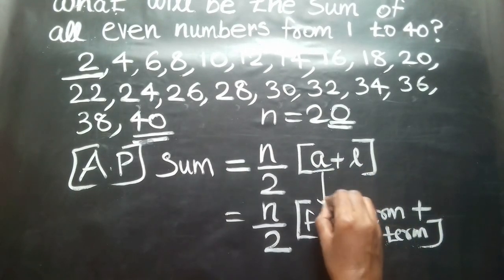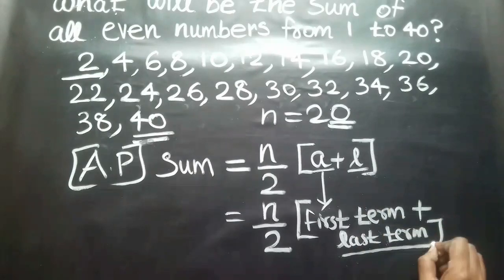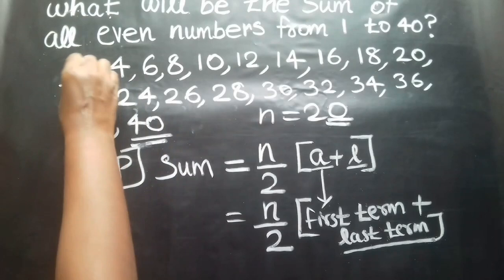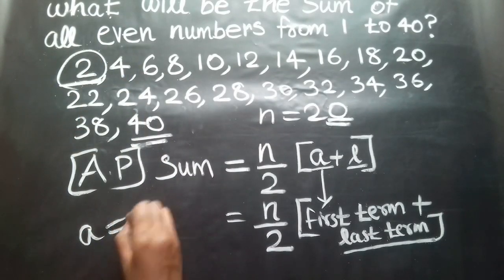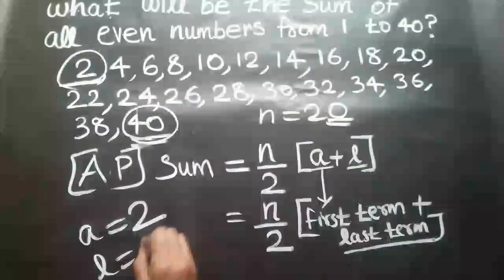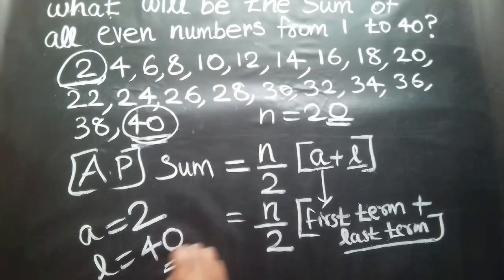Here A represents the first term, L represents the last term. What is the first term in the sequence? Number 2, so A equals 2. What is the last term here? Number 40, so L equals 40. You need to substitute in this formula.